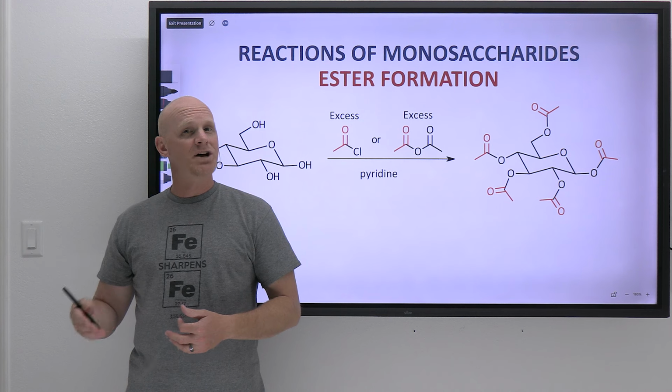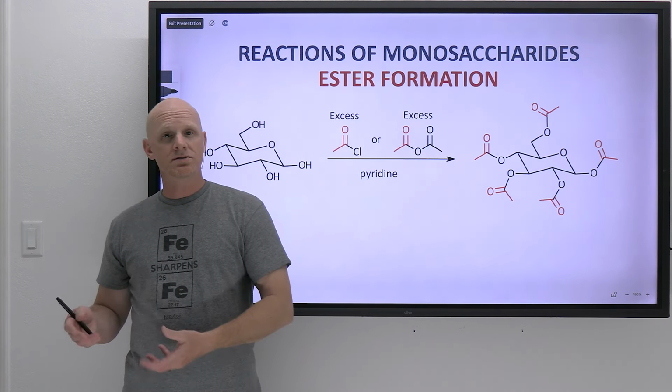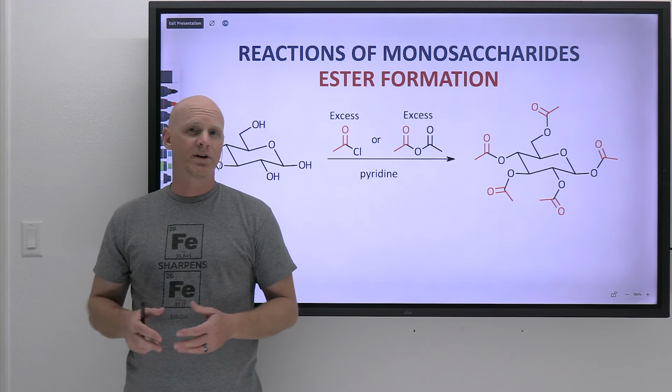One that lengthens the chain of a monosaccharide by one carbon, the Kiliani-Fischer synthesis, and then one that's going to reduce the carbon chain by one carbon, the Wohl degradation.